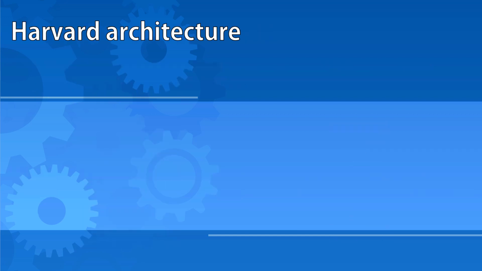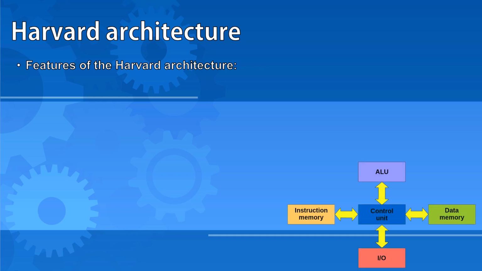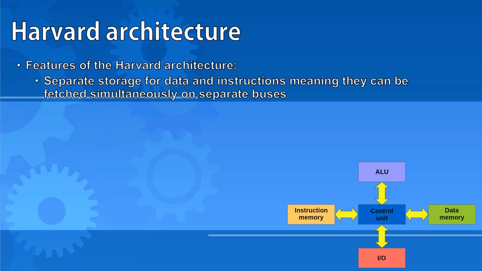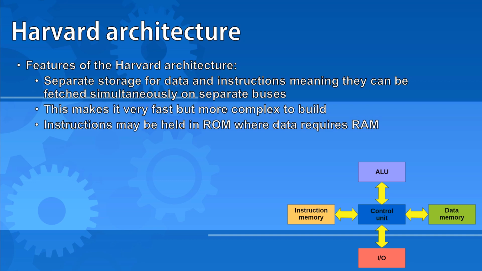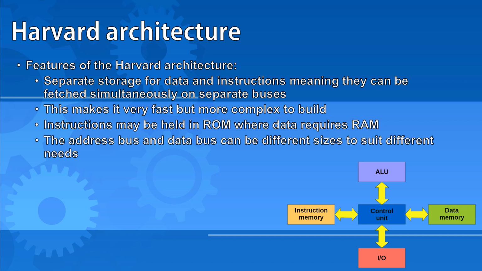Some key features of the Harvard architecture include having separate storage for data and instructions, which means they can be fetched simultaneously on separate buses. This makes the Harvard architecture very fast, but also more complex to build. Instructions on the Harvard architecture may be held in ROM, whereas data would require RAM for read-write access. The address bus and data bus can be different sizes to suit different needs.